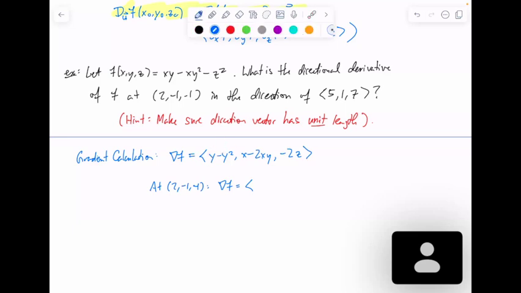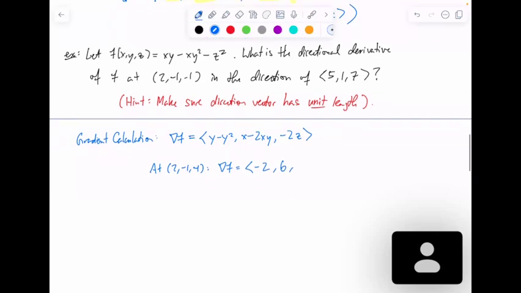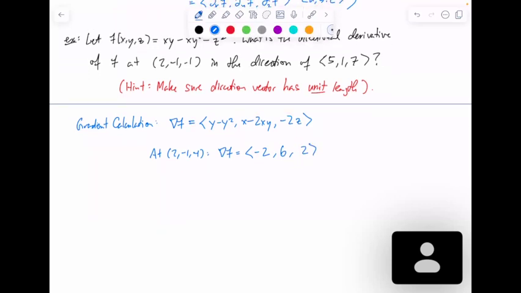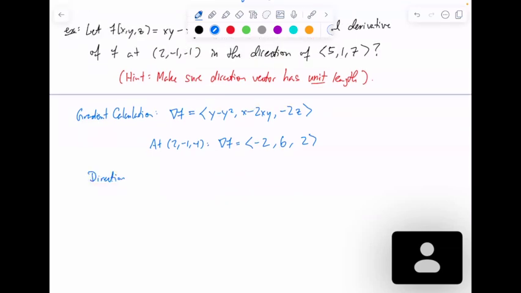That's minus 2. Here you have 2 minus 4, so that's 6, I hope. And then minus 2z. Z is minus 1, so this is plus 2. So at least one person has gotten the same answer as me. We're either both right or both wrong. But look at the direction vector now.